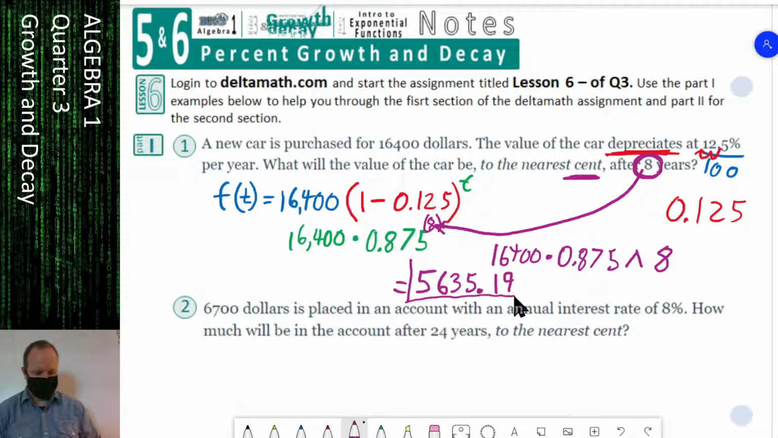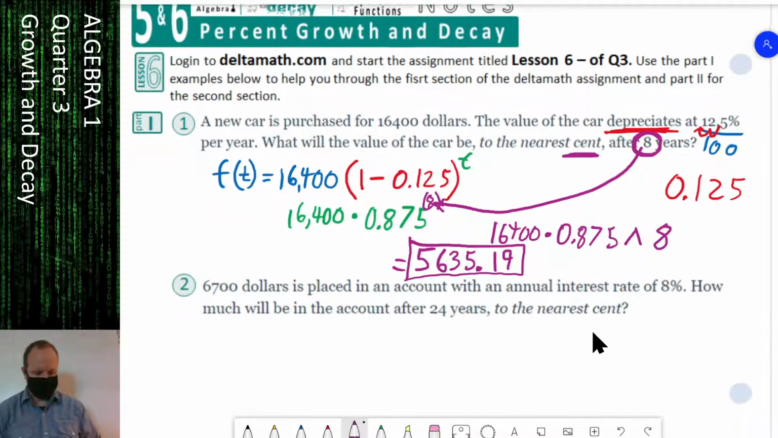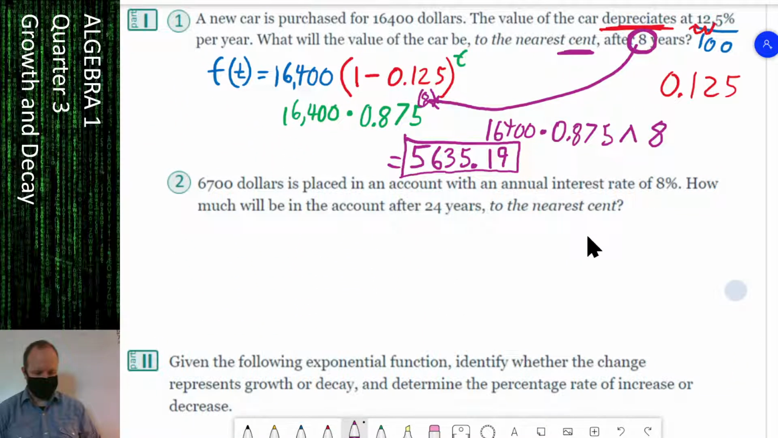And does that sound reasonable? If you paid $16,000 for a car, after 8 years? There's a few things it depends on, how many miles you put on, all that kind of stuff. But in general, there is this pattern. We can use this function, plug in, and find out how much it's worth after so many years. Let's go ahead and do number 2 together.